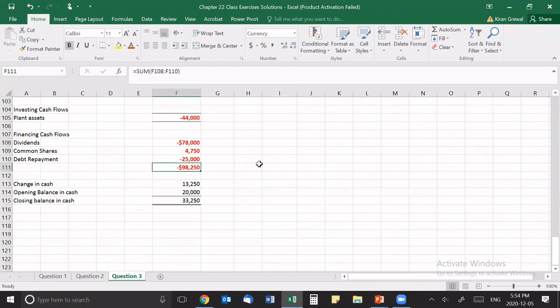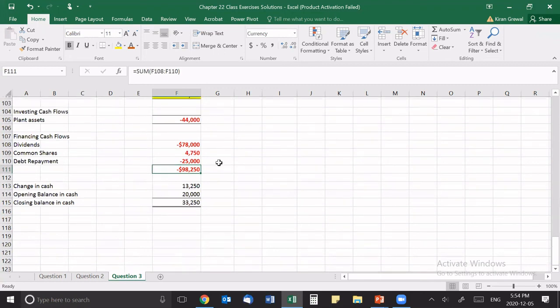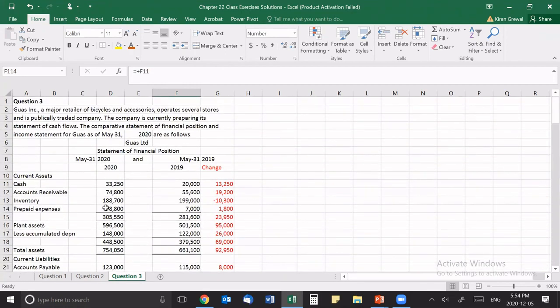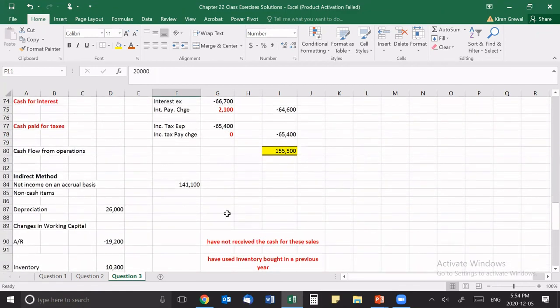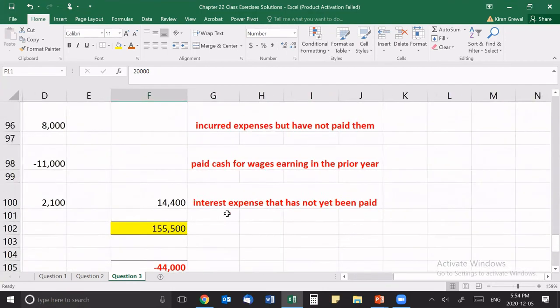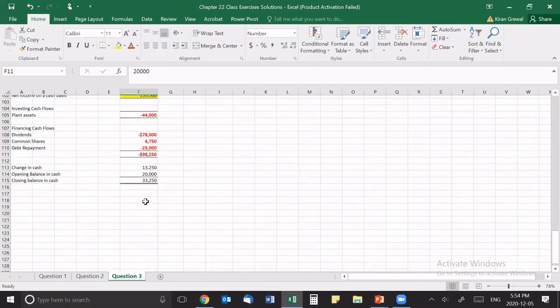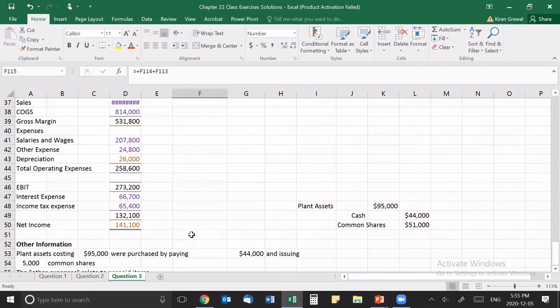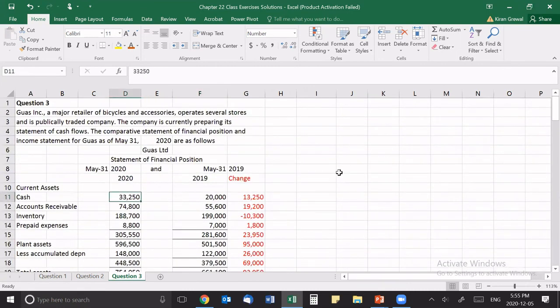Okay, so the total cash flow from financing activities is 98,250. So if we take that 155,500 minus 44,000 minus 98,250, the change in cash is 13,250. Your opening balance should be on your statement of financial position, 20,000. So show your opening balance, and then if you add the change plus the opening balance, you should get 33,250, and 33,250 is what your ending balance of cash should be.